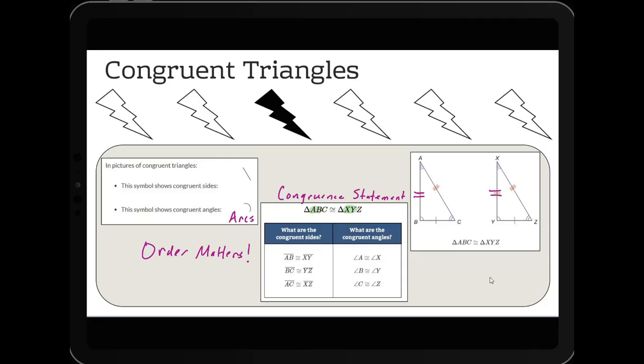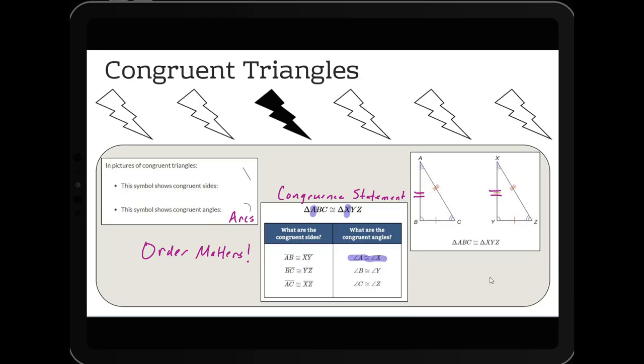Also, the angle A and the angle X are the first letters respectively in the congruent statement. And so they happen to be congruent to each other, as you can see both from the diagram to the right as well as on the congruent statements below. So we've got A congruent to X, B to Y, C to Z, and then the other segments as well. You want to be able to take a congruent statement as well as a diagram, and write out all the congruent pieces.